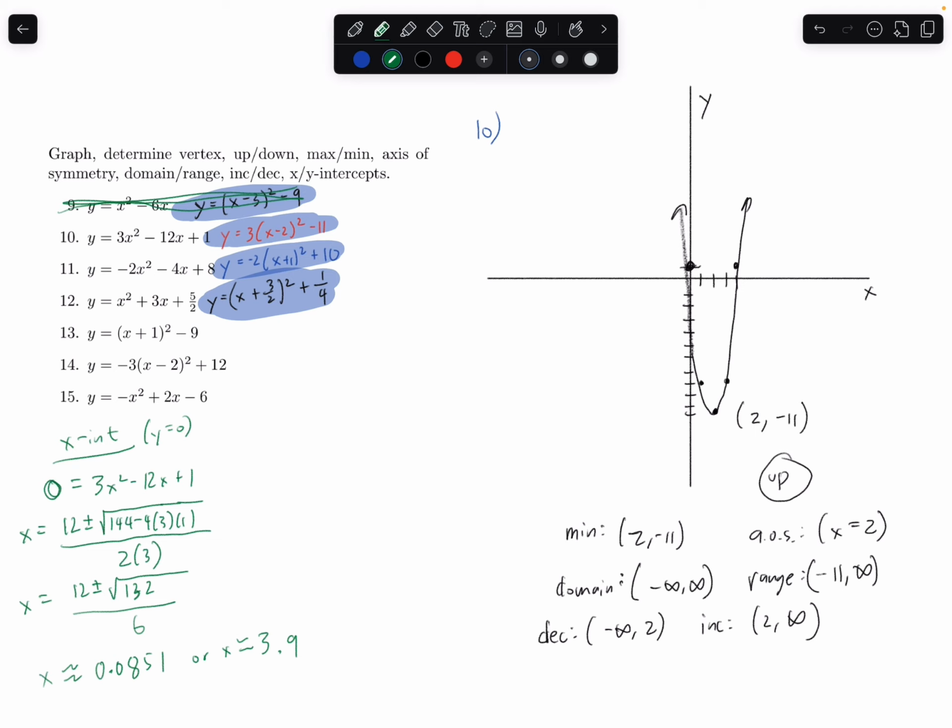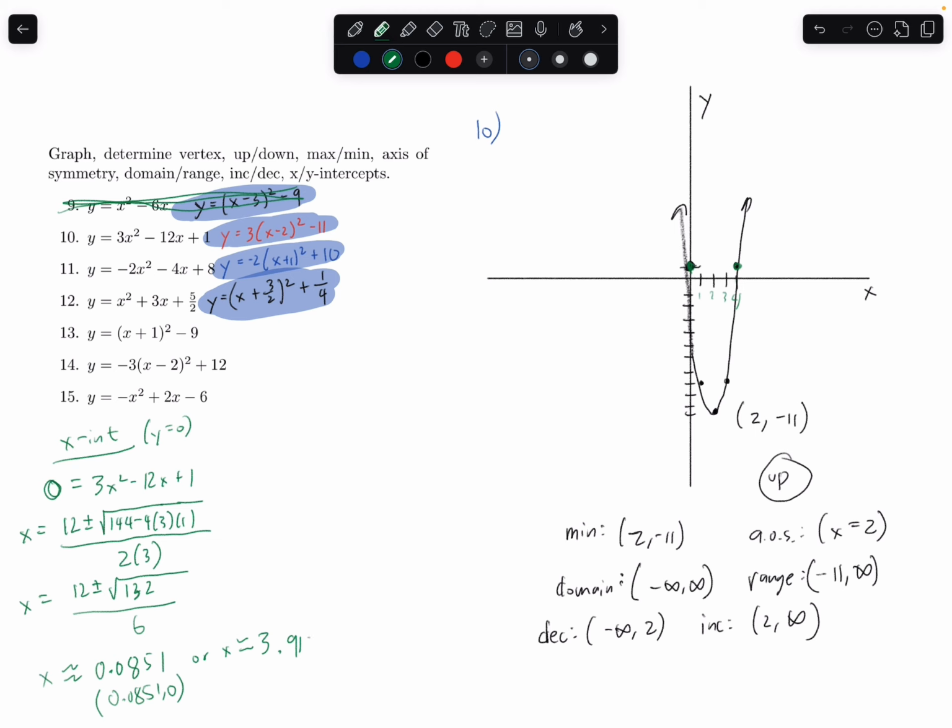Okay, does that match what we have here? Let's see. This is 1, 2, 3, 4. We know that it crosses at (4, 1). So right before you hit there, you're not quite at 4. So yeah, that makes sense. And on the left side, we know it crosses the y-axis at (0, 1). So before you hit that, you're right before 0. So yeah, that makes sense. So that means our x-intercepts, what are x-intercepts? (0.0851, 0), and this is 3.91.